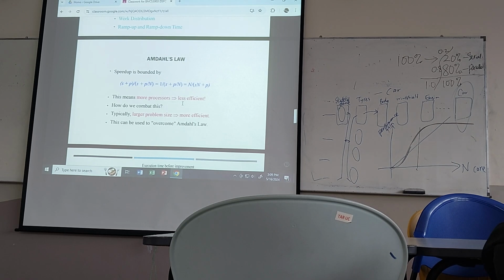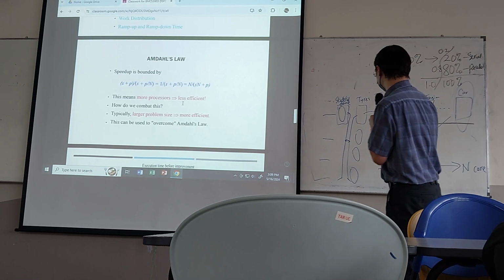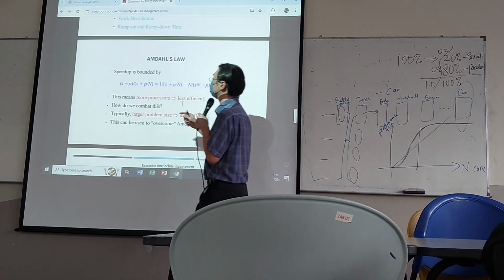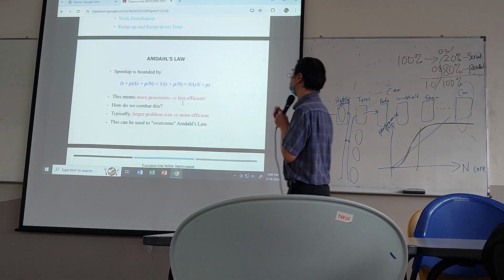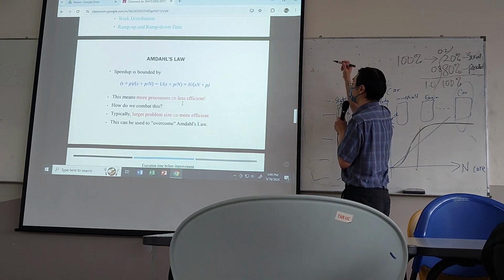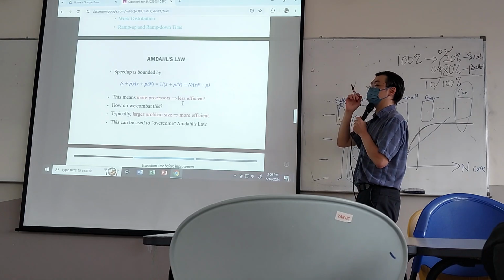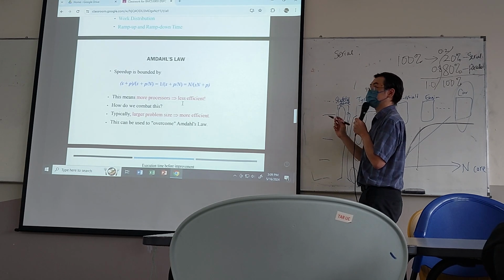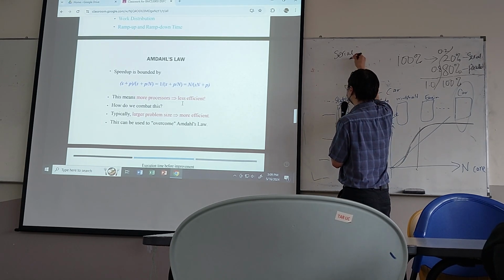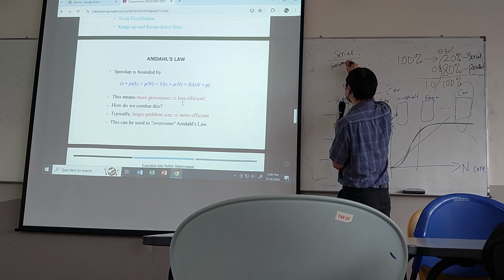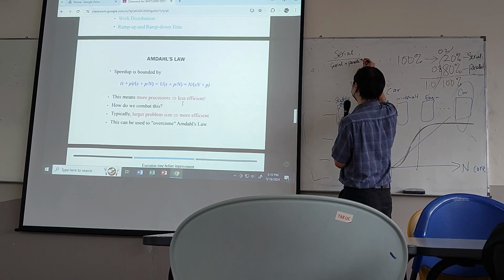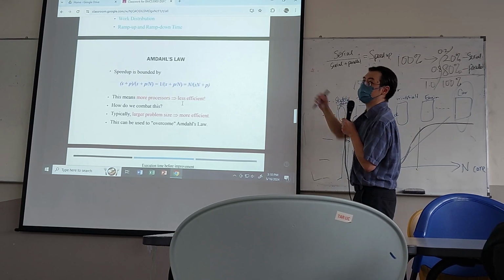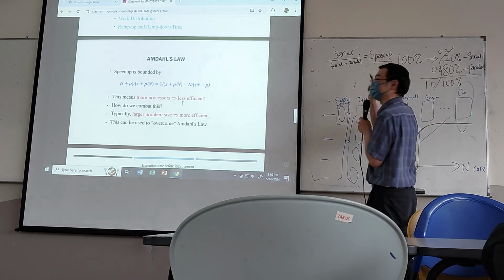Okay, so let's see this curve here. So how do we define this curve? Okay, this curve is if you run it in serial. Okay? If you run in serial. Right? And then if you run it with serial plus parallel, isn't that this speed up? Performance gain? Oh, okay, it's called speed up. I always call it performance gain. Isn't that speed up? It is, right?